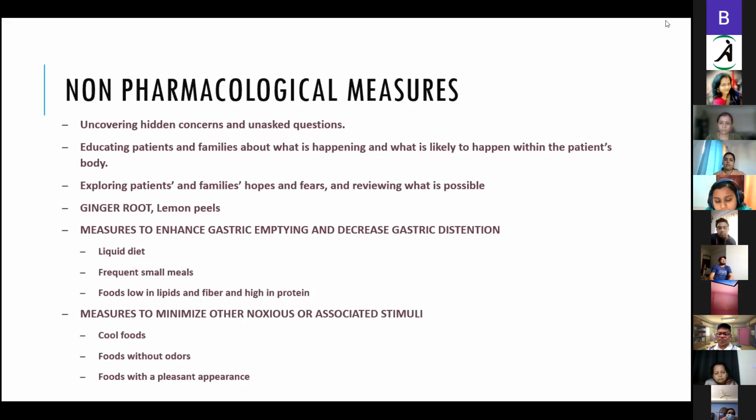And measures to avoid other noxious or associated stimuli would be that a lot of times we might find in our families that who are living in a low socioeconomic strata, or as a huge joint family staying together, there may not be enough of privacy for this patient. Patient may not be in a separate room away from the main kitchen area or from away from certain places outside of the house, in the environment around.